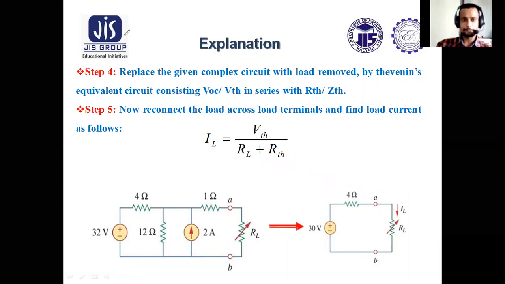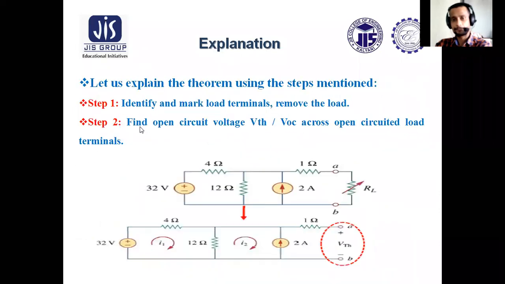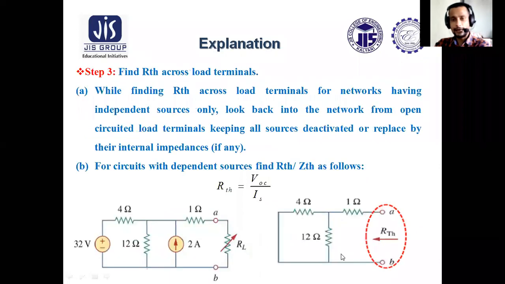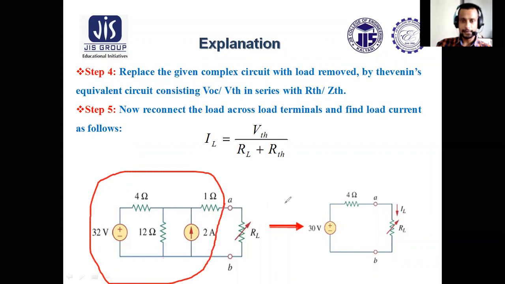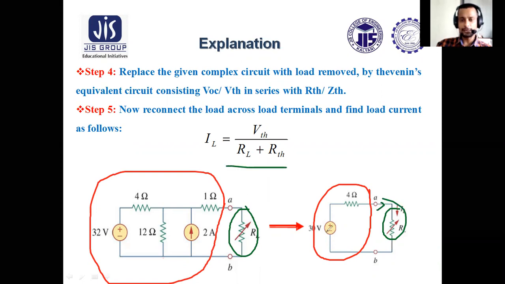At the very first step, we remove the load, and at last we'll reconnect the load. So this entire circuit is replaced by this. Now at the first stage we remove the load, at the last step we'll reconnect the load and we'll find current through the load by this formula. VOC or VTH is this, RTH and RL are always in series, so IL can be calculated following this formula.